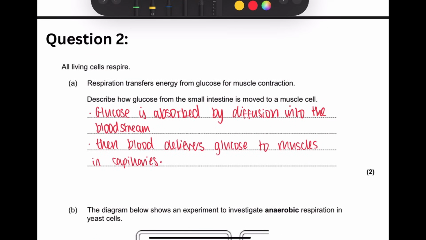Okay, question 2. All living cells respire. A. Respiration transfers energy from glucose to muscle contraction. Describe how glucose from the small intestine is moved to a muscle. So we know it starts in the small intestine. How does it move to a muscle? Anything moved in the body is always by blood. So we know that's the first one.